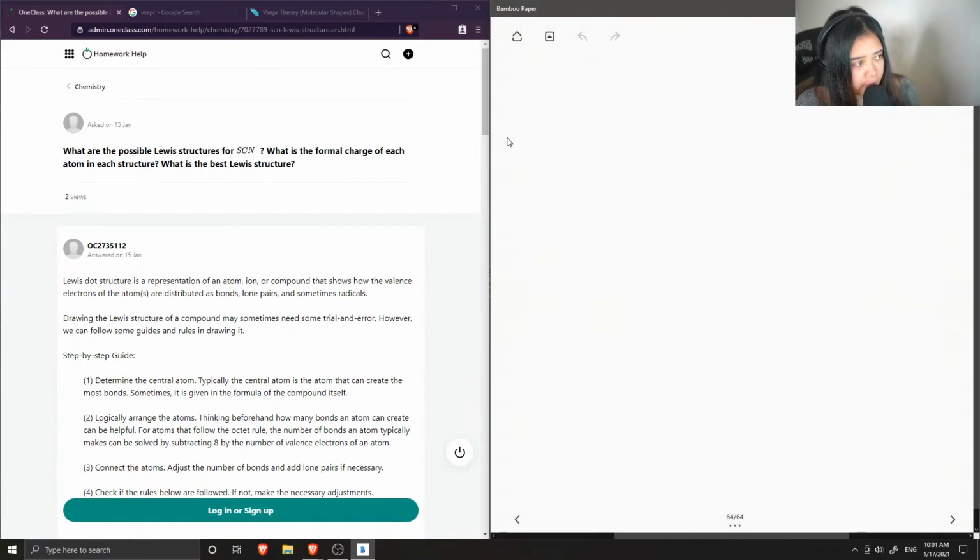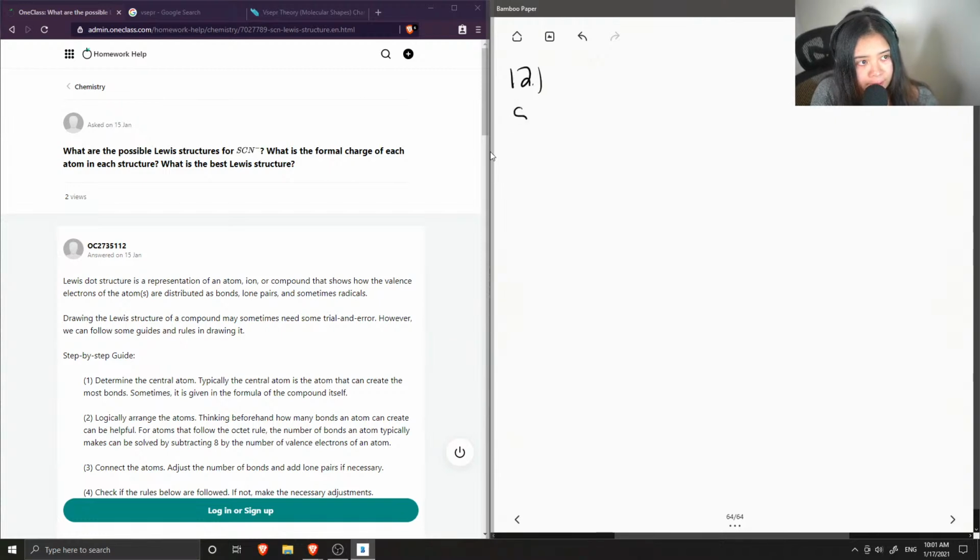Okay, so question number 12. What are the possible Lewis structures for this SCN- ion? What is the formal charge of each atom in the structure? What is the best Lewis structure?